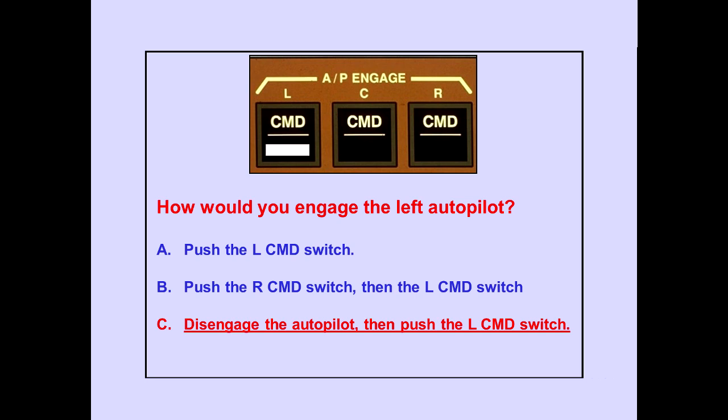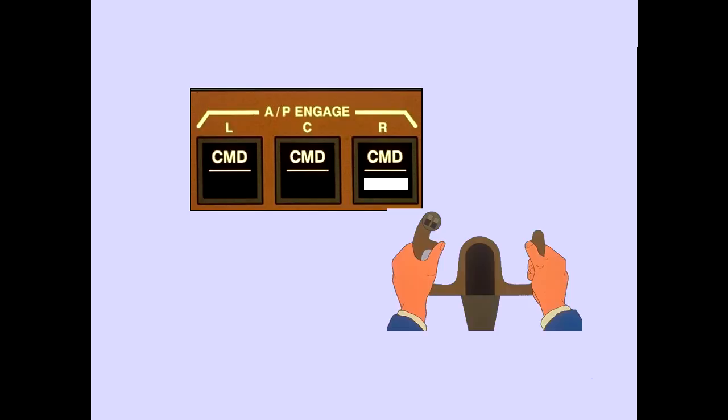Answer C is correct. To engage a different autopilot, first disengage the operating autopilot, then engage the desired autopilot.